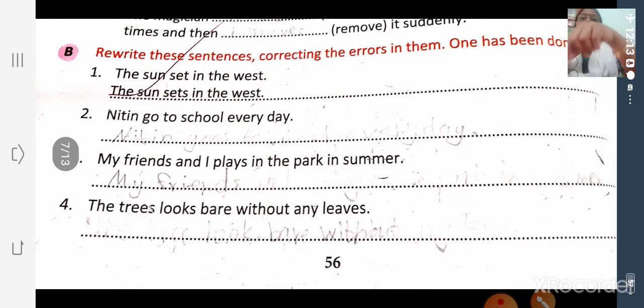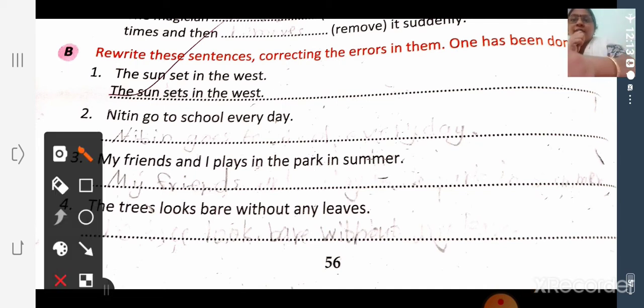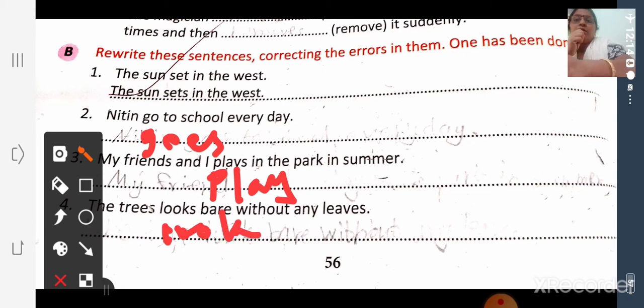Then rewrite these sentences, correcting the errors in them. Okay, so there are some mistakes in those sentences, so we have to correct them. The sun set in the west. The sun is singular, so the sun sets in the west. Nitin go to school every day. Nitin is singular, so Nitin goes to school every day. My friend and I plays in the park in summer. It is a plural subject, so play. The trees plural, so look, not looks.